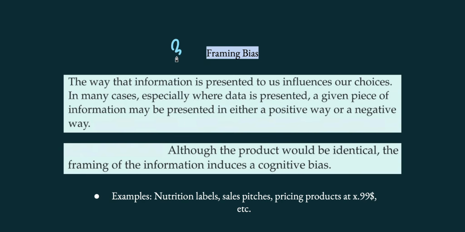Okay, framing bias, number 3. So the way that information is presented to us influences our choices. And in many cases, especially where data is presented, a given piece of information may be presented in either a positive or a negative way. So although the product would be identical, the framing of information induces a cognitive bias. So let's take a look at a few examples.